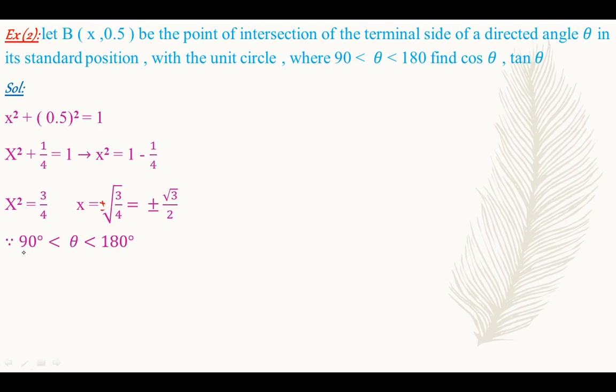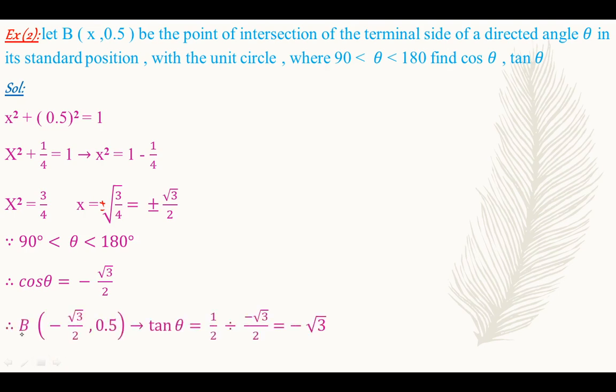Since theta is bigger than 90 and smaller than 180, theta lies in the second quadrant, and in the second quadrant cosine is negative, so cosine theta will be negative root 3 over 2. Now we can write the point B as cosine theta, which is x, negative root 3 over 2, and 0.5. And if we want to find tan theta equals y divided by x, it will be half divided by negative root 3 over 2, which equals negative root 3 over 3, as we solved it before.